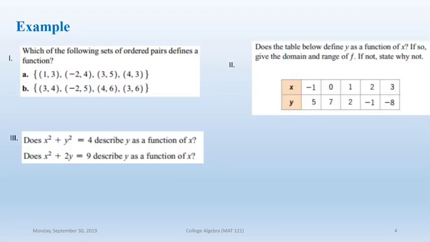Okay, now we are going to look at the examples. In the first example, in number 1, we are asked to find which of the following sets of ordered pairs defines a function. If you look at the first one carefully, you can see that the x values are not repeating. You have 1 comma 3, negative 2 comma 4, 3 comma 5, and 4 comma 3. Meaning of that is different x values have different y values. So this is a function. First one is a function.